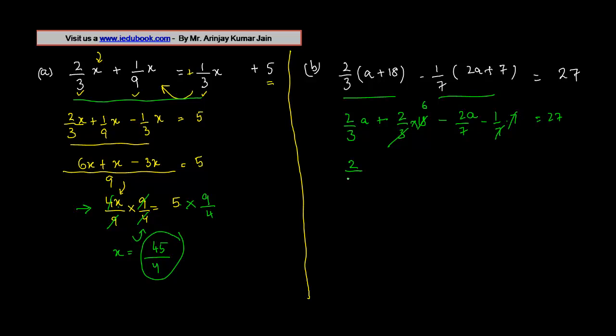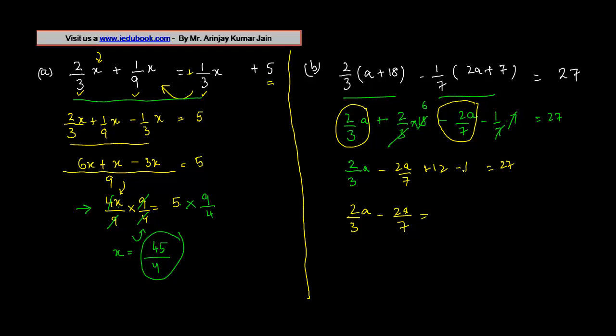So what are you left with? You're left with 2 upon 3a. Now I'll try to consolidate all the variables containing a on one side. So I have this and I have this, minus 2a upon 7, is equal to 27. What am I left with here? 2 into 6, which is 12, plus 12. And what am I left with here? Minus 1. So I get 2 upon 3a minus 2a upon 7 is equal to 12 minus 1 is 11, and 11 when I move it to the other side will become negative. 27 minus 11 is equal to 16.